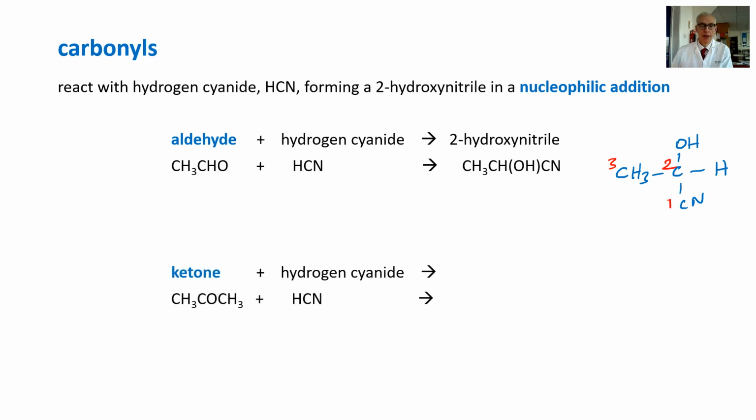Try the ketone. Simple ketone, simplest ketone, propanone, and hydrogen cyanide. Predict the product, which is actually a 2-hydroxynitrile. Draw the structure and perhaps a displayed diagram to reinforce your understanding. Pause, come back when you are ready.